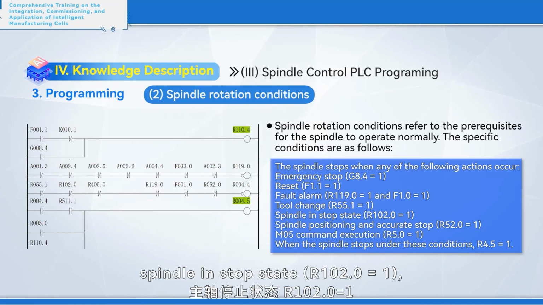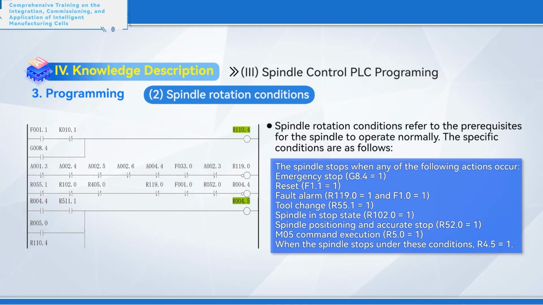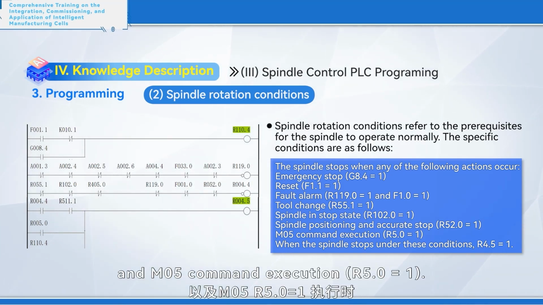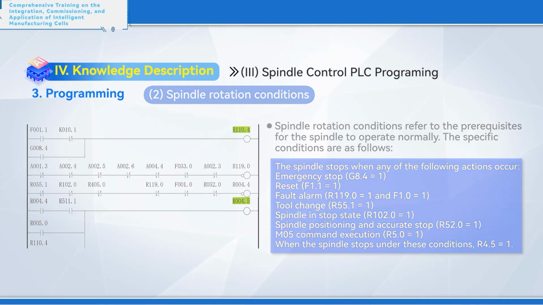spindle in stop state, R102.0 equals 1; spindle positioning and accurate stop, R52.0 equals 1; and M05 command execution, R5.0 equals 1. When the spindle stops under these conditions, R4.5 equals 1.